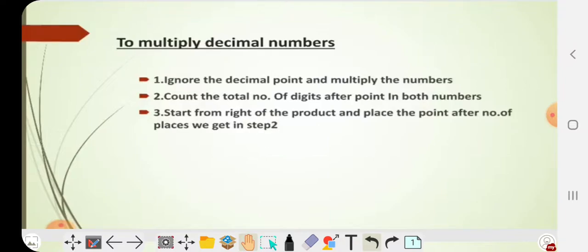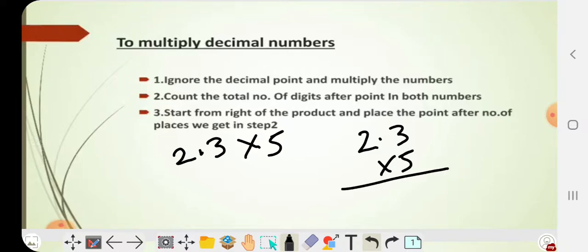First is ignore the decimal point and multiply the number. Means if there is a number 2.3 into 5, so what you have to do, you have to just write like this. Ignore where the decimal is, and multiply with the 5 also. 5 3s are 15, 1 remains, then 5 2s are 10, 10 plus 1 is 11. So this is the answer finally, but this is not the final answer because we see the decimal here.